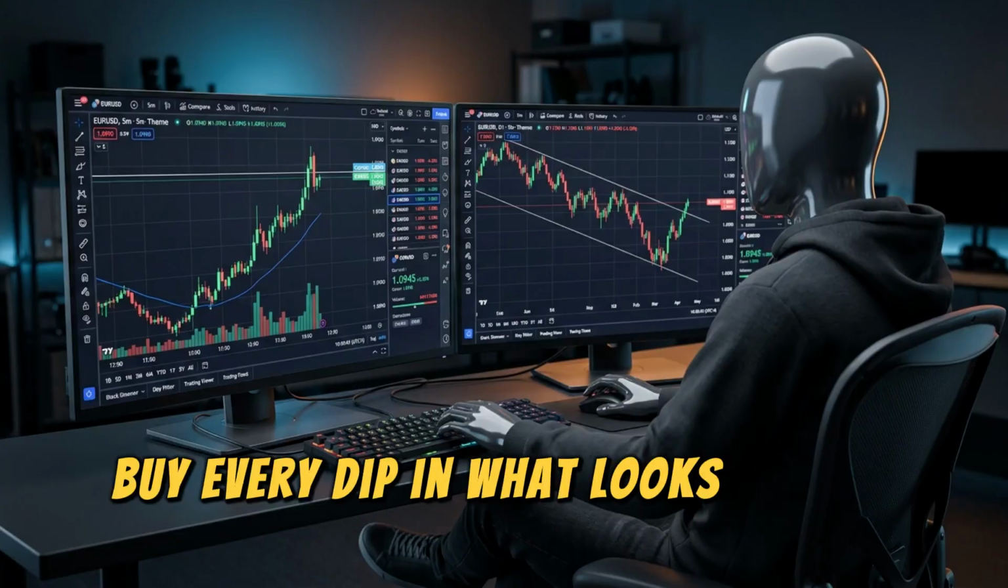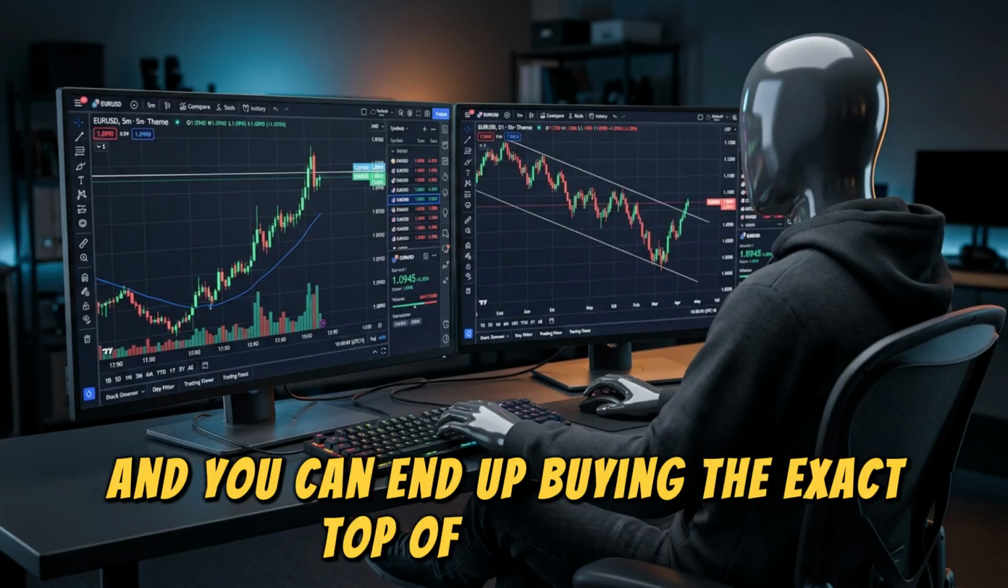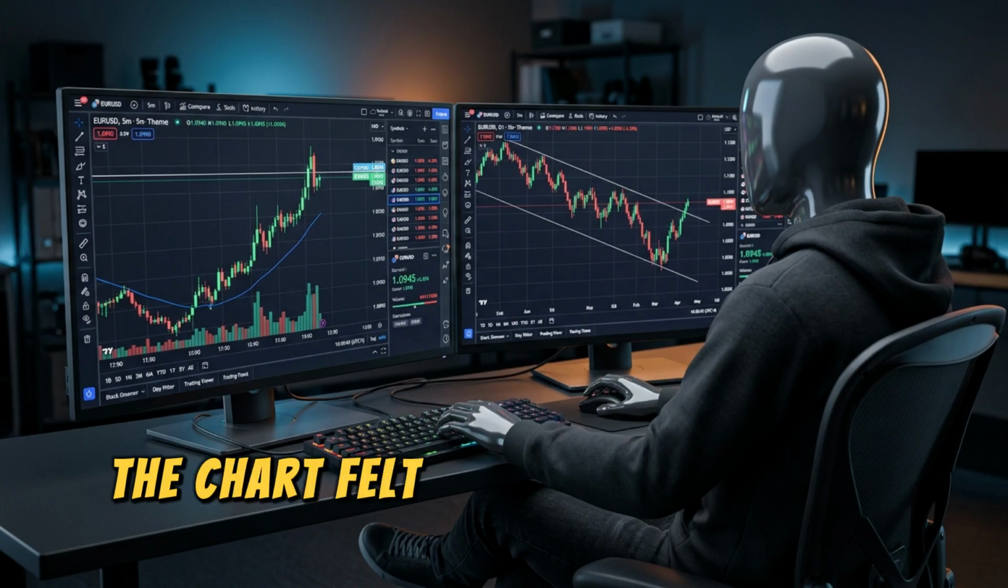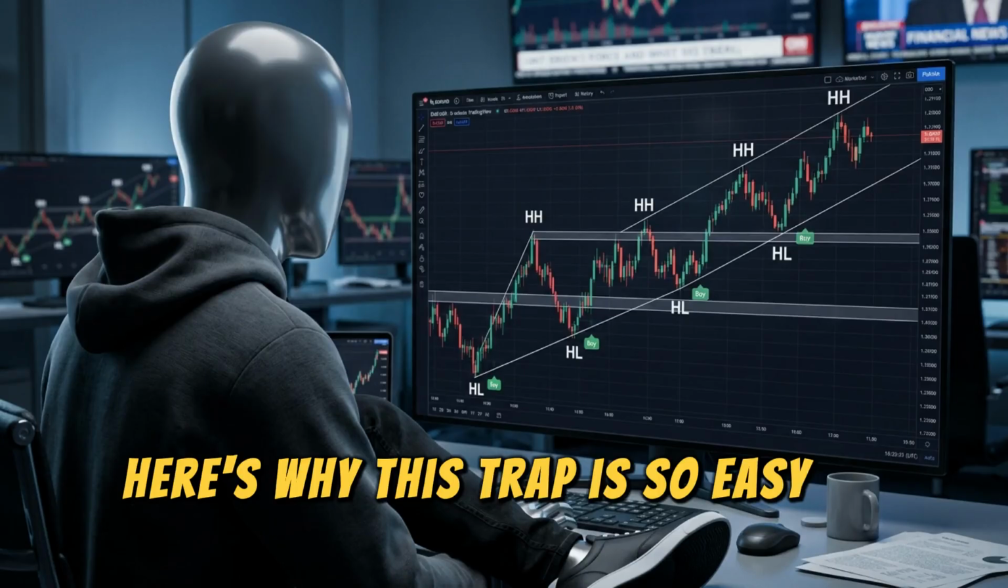Buy every dip in what looks like an uptrend on the 5-minute chart, and you can end up buying the exact top of a pullback inside a much larger daily downtrend. The chart felt obvious. The account didn't survive it. Here's why this trap is so easy to fall into.